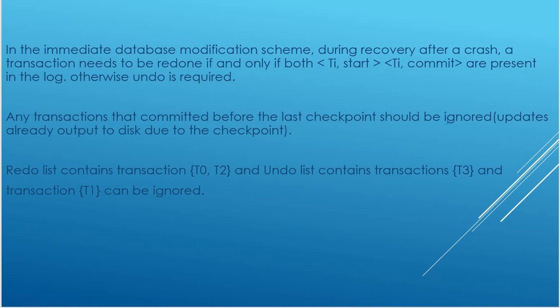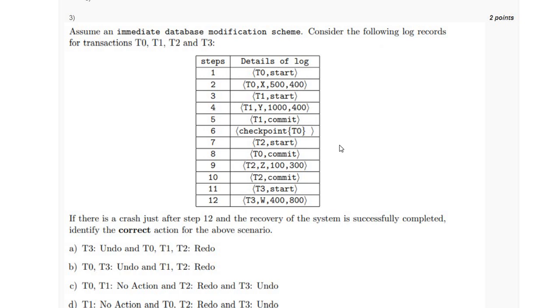and transaction T1 can be ignored. Since T0 and T2 both have the start and commit, they will be in the redo list, and T1 can be ignored since it is committed just before the checkpoint. So for this, the answer is option D.